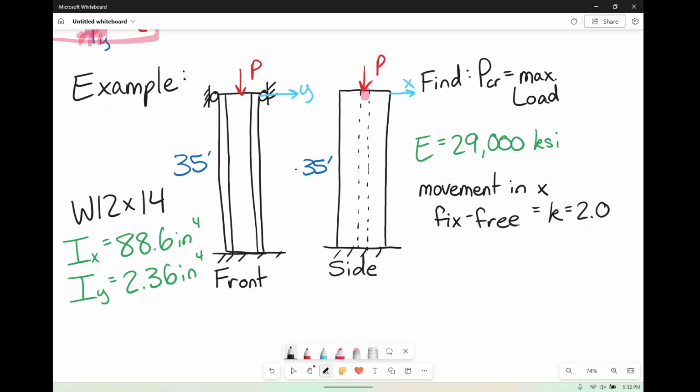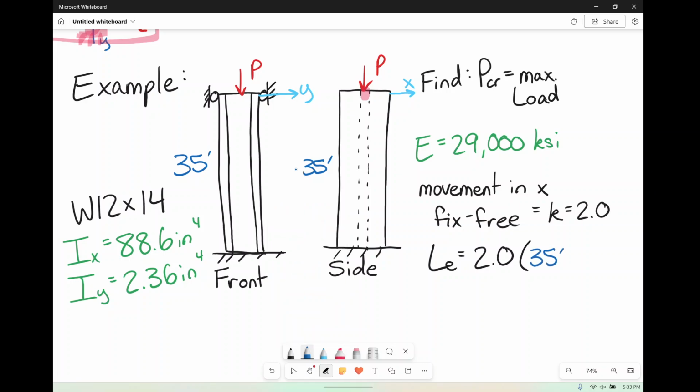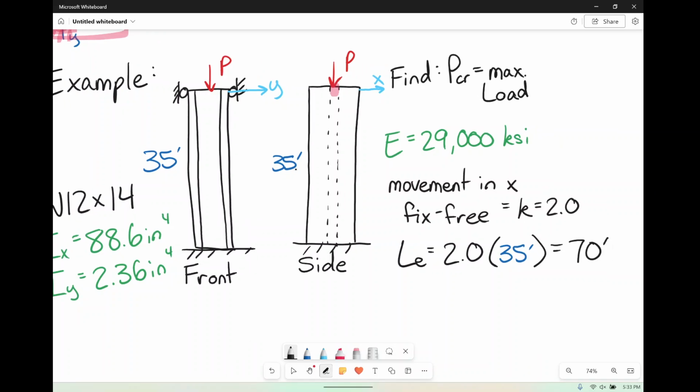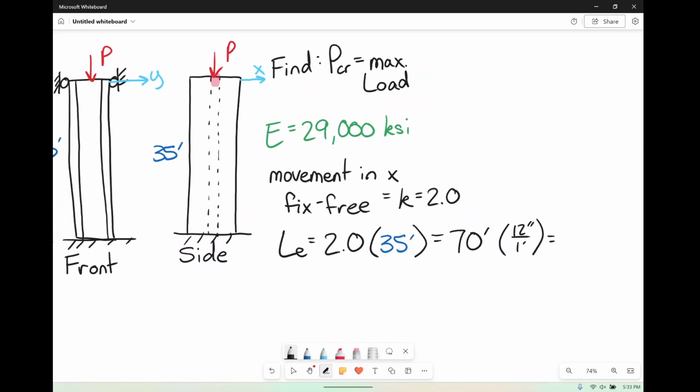And then we're going to calculate L effective. So k of 2.0 times the length of 35 feet. Okay, cool. So obviously you get 70 feet. Who would have guessed? Now you're going to have to trust me on this one just for a moment here, but we really don't want it in feet. It really would be better if it's in inches. I know it sounds kind of silly, but really it is. And this one's going to be 840 inches.